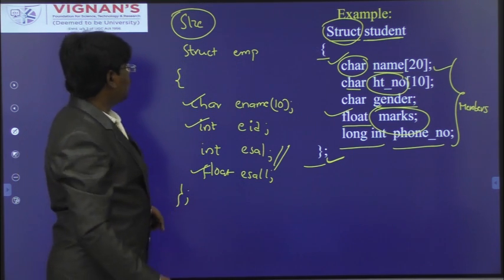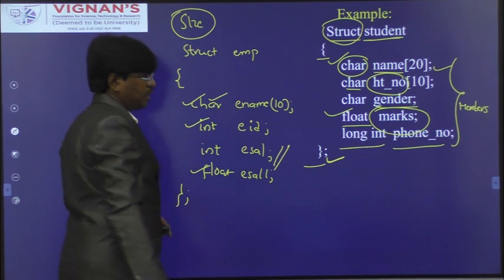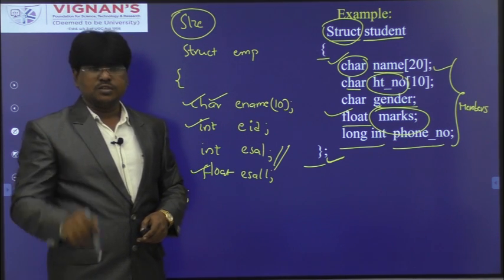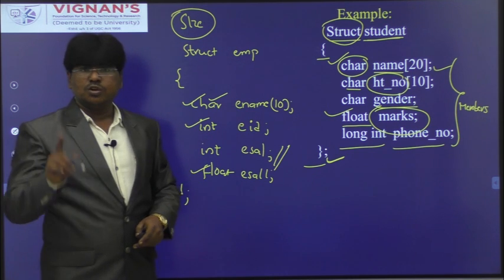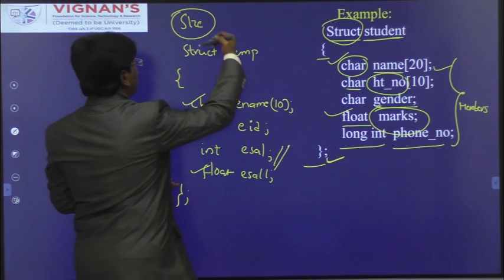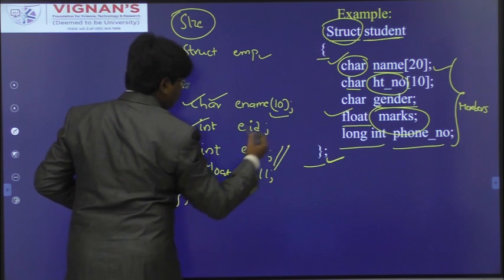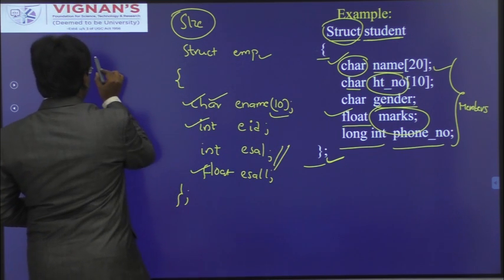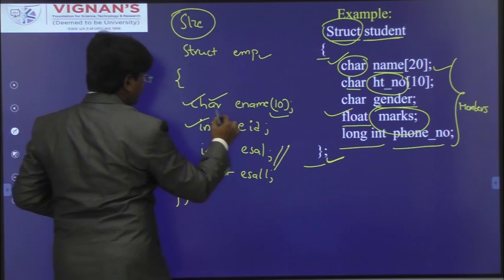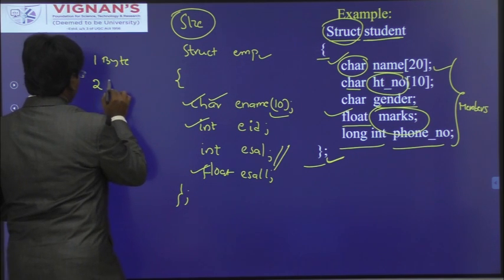For example, if you want to calculate the size of the structure, you have to take into consideration the data type. What is the size of a character in our programming language? 1 byte. What is the size of an integer? 2 bytes. What is the size of a float? 4 bytes. So if you want to calculate the size of this employee structure, first take the first member, ename. Character I have taken. Character means how many bytes? It is 1 byte, so 1 byte of memory will be allocated for this member. After that, I have written again an integer. Integer means 2 bytes.